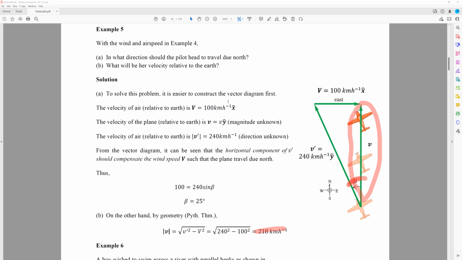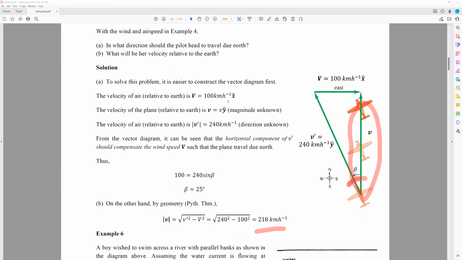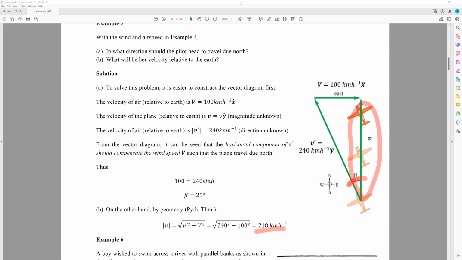Do you understand these two examples? Let me ask you this question. Do you understand these two examples? Who says no? Which part don't you understand?